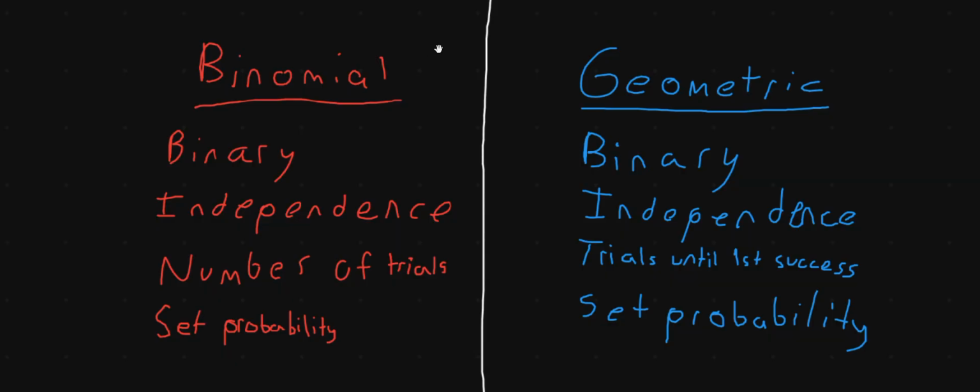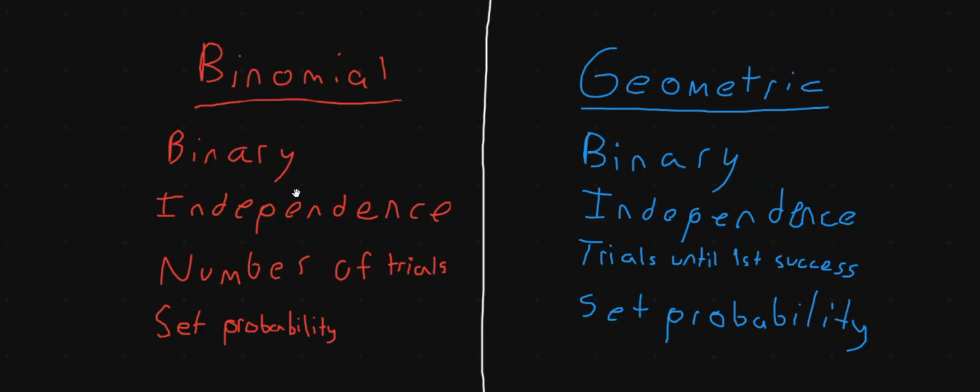So first, let's start off with a binomial distribution. To begin with, you have four conditions that need to be met. A nice way I like to remember them is using BINS, which is: if it's binary, that means there could only be a success or a failure.